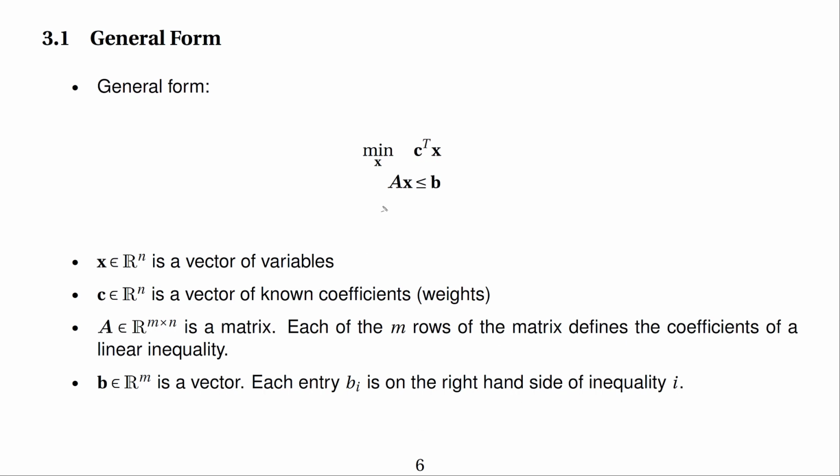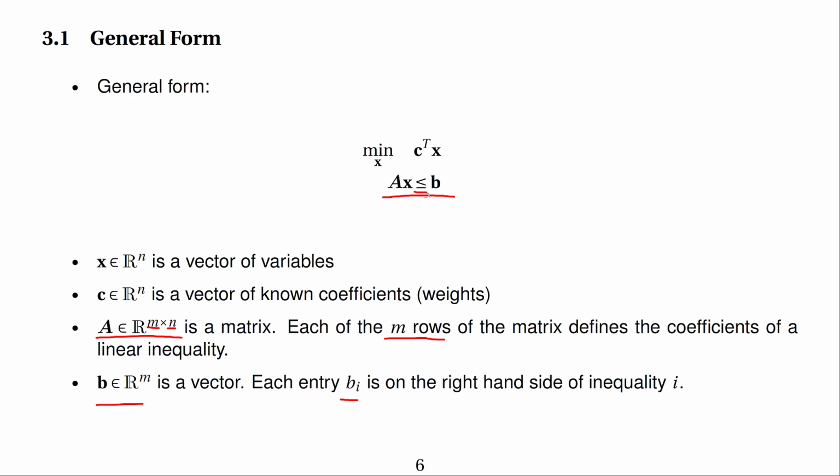The m constraints are also all linear, and they can be written in the form Ax smaller equal to b. A is a matrix that is an element of R m cross n, so we have n variables and m equations. Each of the m rows of the matrix defines the coefficients of one linear inequality. While superficially that just looks like one equation, in reality these are m separate equations. b, element of R to the power of m, is a vector, and each entry bi is on the right hand side of the ith inequality.